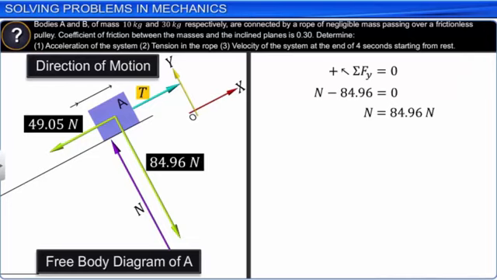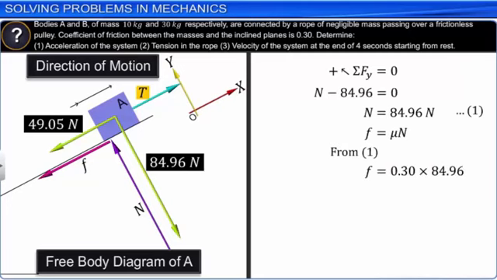As A is moving up the plane, the frictional force F acts downward. F is equal to the product of the coefficient of friction, mu, and normal reaction N. Substituting the value of N from equation 1, we get the frictional force F as 25.49 newtons. Let this be equation 2.